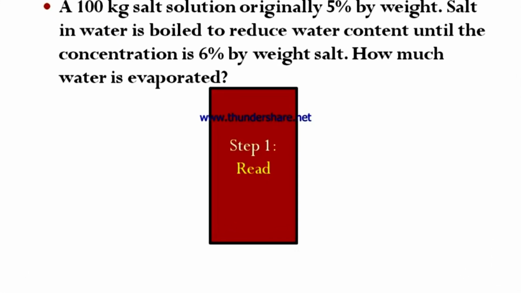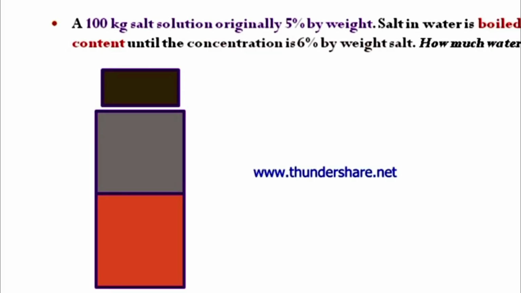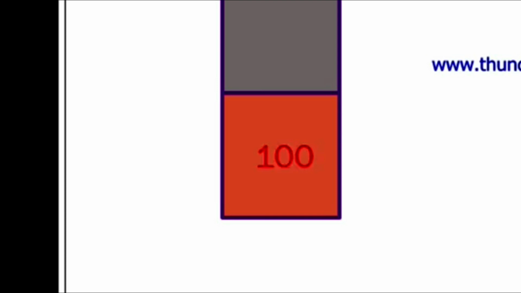Step 1, read. And step 2 is to draw, down to the concentration. So that's the final mixture now. My first mixture is the 100 kilogram salt with 5%. 5% by weight. So 5% at the top, 100 kilograms.